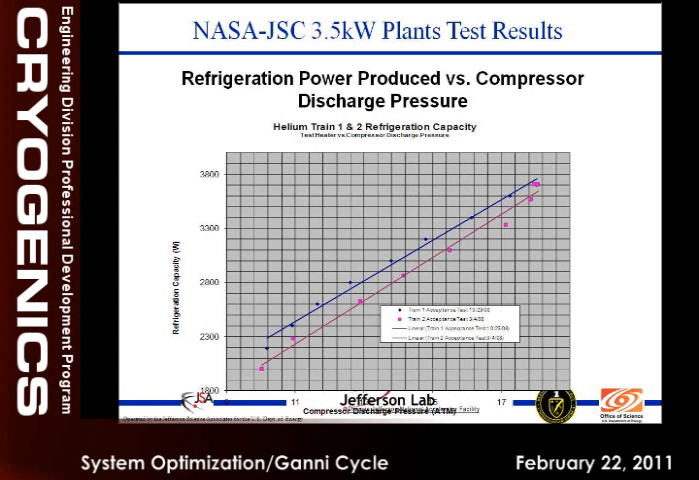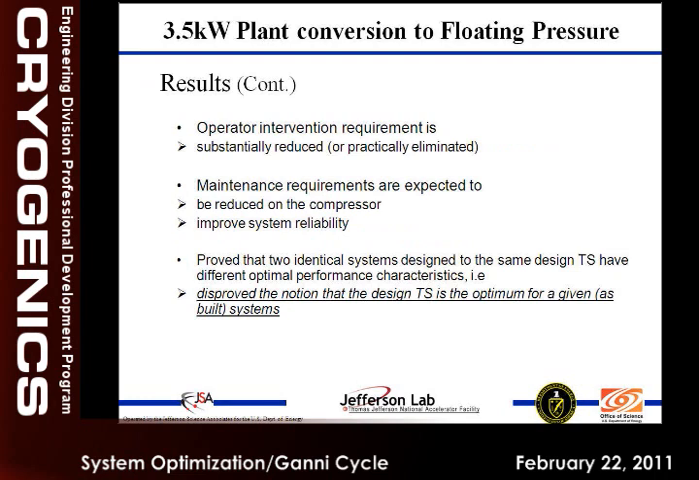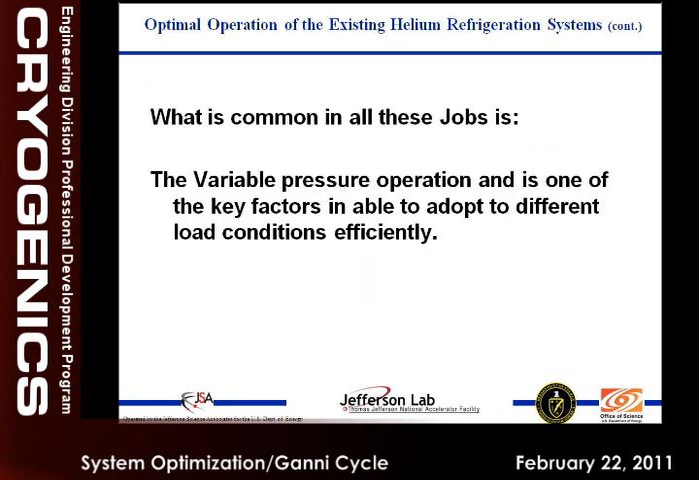So although the plants are designed to one design, by allowing it to float, even the variations in the tolerances in manufacturing, or screw-ups in the processes, can automatically adjust and reach the maximum it can go to. It may not be the best, but at least it will go to the best it can. So these are the things we accomplished. With constant efficiency, we were able to get the stability and provide. What's common in all of this is variable pressure of operation.